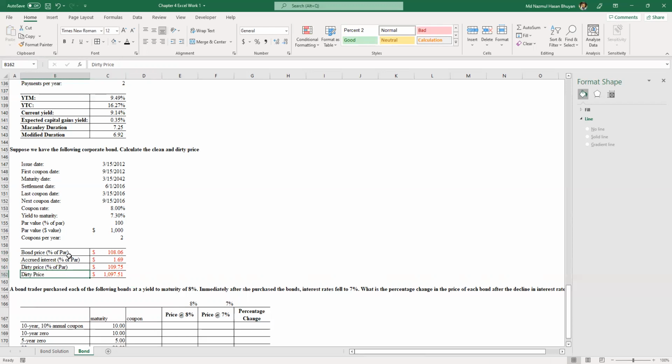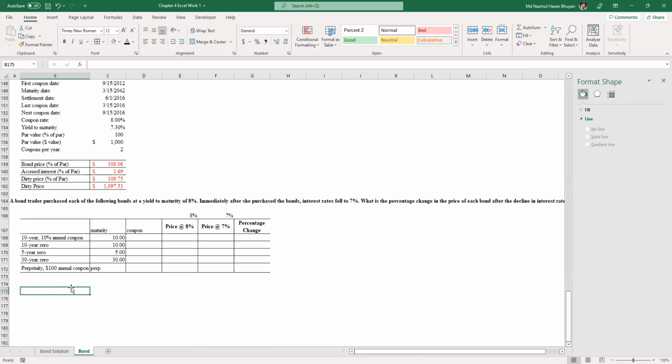In the exam, if I don't specifically mention percentage of par, then you should assume that I'm asking for the dollar value of the bond or the dollar value of the accrued interest. So be very careful whether I am asking for the price as a percentage of par or just the dollar value of the price.